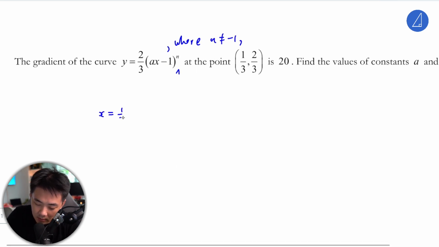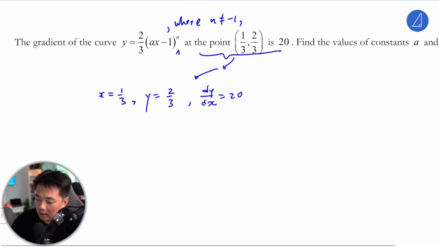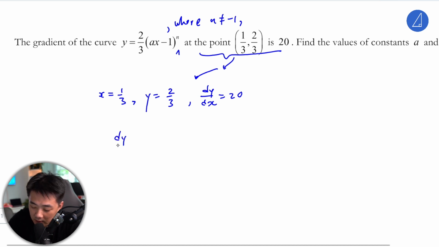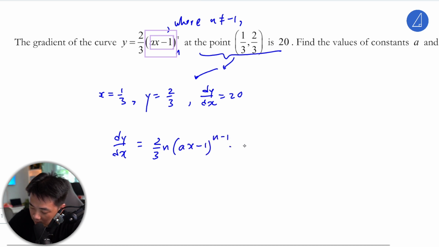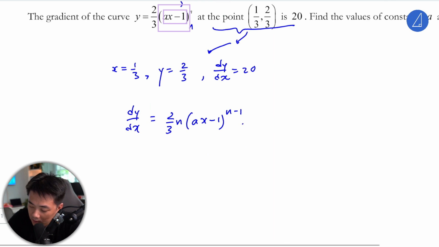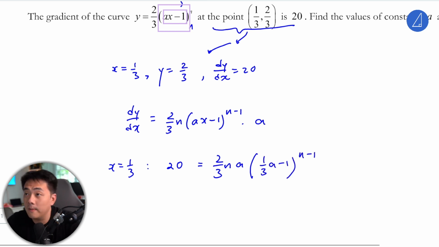So when x equals 1/3 and y equals 2/3, we're given that dy/dx is equal to 20. So this is given from this statement here. I think the first thing is we could either sub this inside, or we can just differentiate dy/dx first. I'm just doing dy/dx first. Remember using chain rule, the outer layer, then the inner layer here. So this case here will be 2/3 n (ax minus 1)^(n minus 1) times a. So chain rule. Once we get that, when x is equal to 1/3, we know that dy/dx is actually 20. This is 2/3 n a (1/3 a minus 1)^(n minus 1).